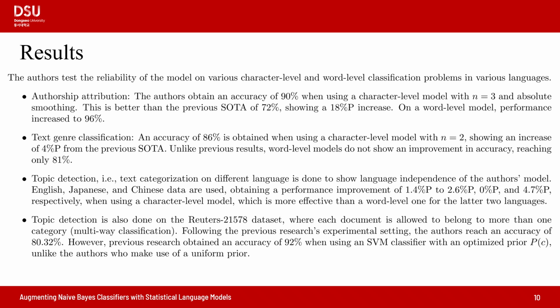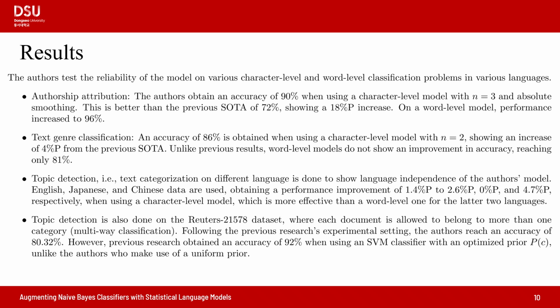This is when using a character level model, which is more effective than a word level model for the latter two languages, Japanese and Chinese, which combine characters in their sentences, so character level was more effective than word level. And topic detection is also done on the Reuters 21578 dataset, which, unlike these binary classification datasets, is different. It's a multi-way classification dataset, which means each document is allowed to belong to more than one category.